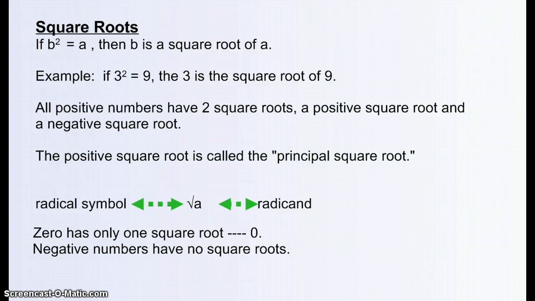If you take a look at just a little vocabulary here, when we have a square root symbol and a number or a variable under that square root symbol, the square root symbol is called a radical or a radical symbol, and the number that's underneath the radical is always called the radicand. 0 has only one square root, 0. But negative numbers have no square roots because there are no numbers multiplied by themselves that would give you a negative.